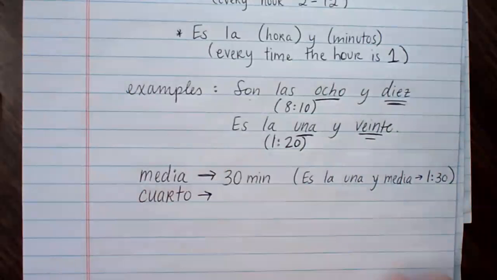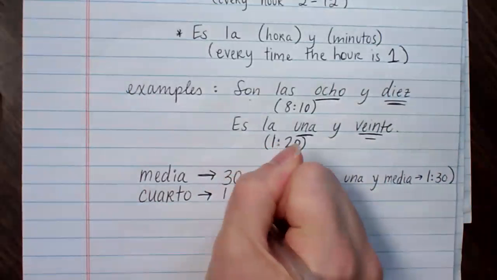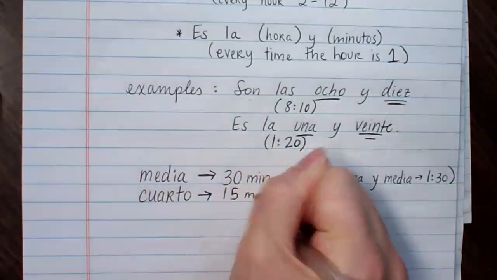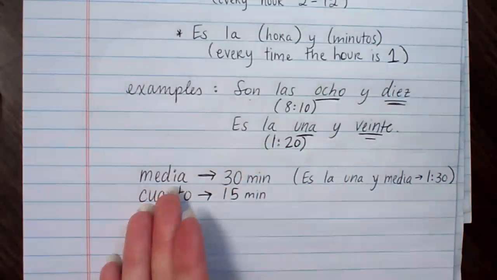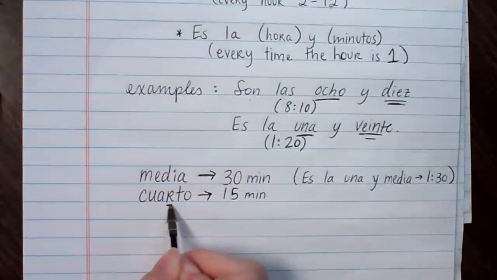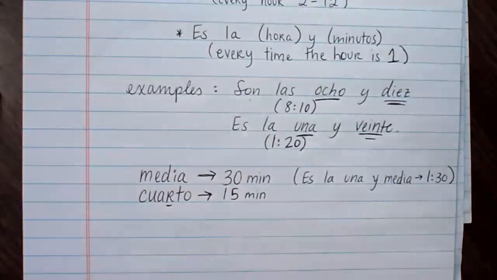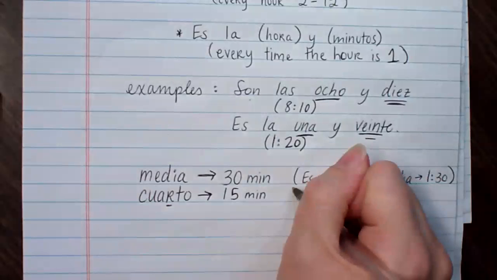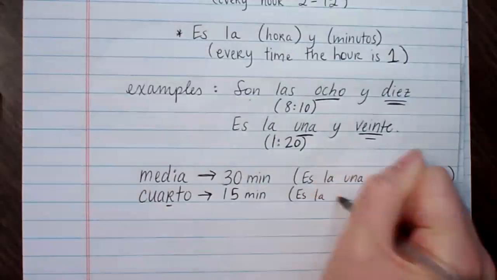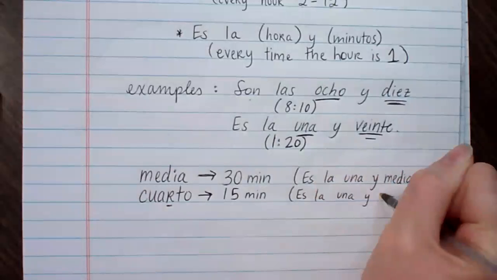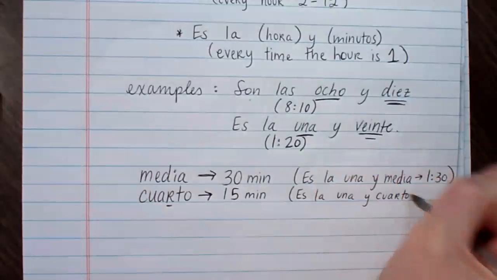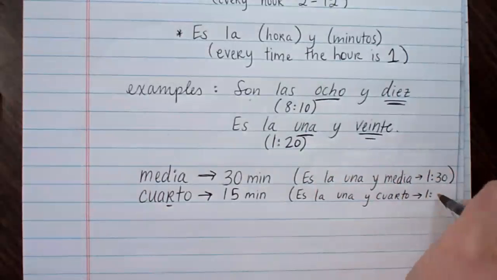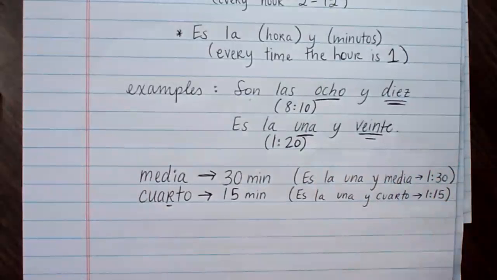And then cuarto typically is going to be a quarter. But if we are thinking about time, 1/4 of an hour is 15 minutes. So whenever we say cuarto, notice that the R comes before the T. We are going to be referencing 15 minutes. So if I say, es la 1:15, this is going to be, it's 1:15.